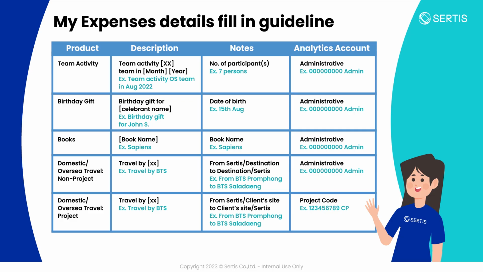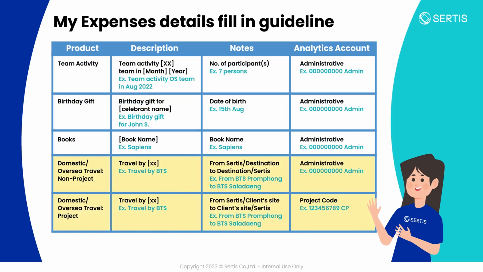Here is the guideline to fill in My Expenses. For team activity, fill in team activity followed by your team's name, month, and year in description. In notes, fill in number of participants. For birthday gift, fill in birthday gift followed by celebrant name in description. In notes, fill in date of birth. For books, fill in book name in description and note. For these 3 items, please select administrative code in analytic account.